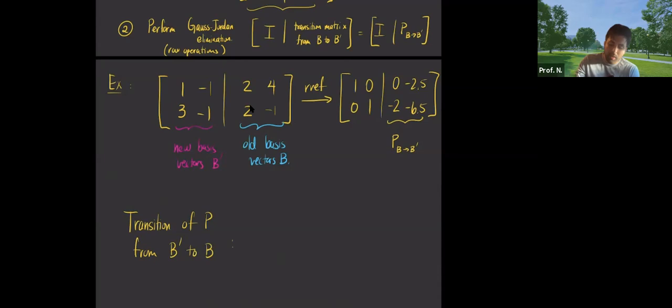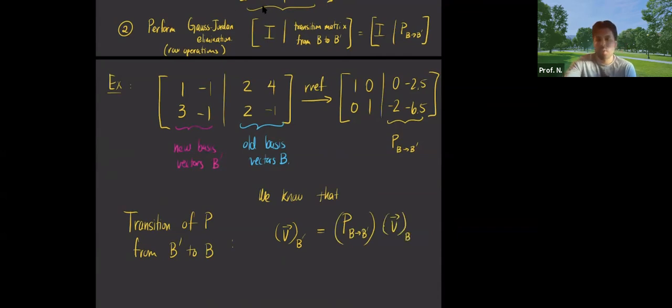So we know that the coordinates of v with respect to the new is equal to the transition matrix from the old to the new, multiplied by the coordinate vector relative to the old, right? But now I want to go the opposite way. Flip old and new. Yeah, you can flip old and new, right? We just rearrange these things and then we perform row reduced echelon form.